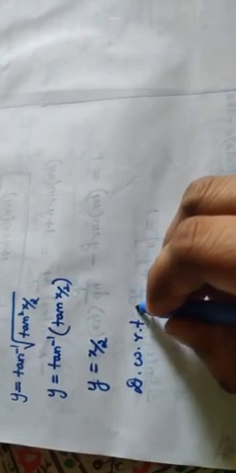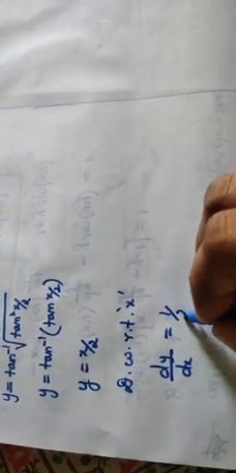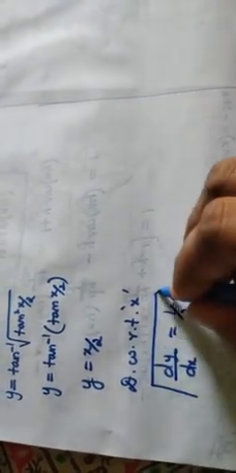Now differentiate with respect to x. So what is our answer? dy by dx is equal to, the differentiation of x is 1. So my answer is 1 by 2. Whether it is easy or not, it is the simplest problem. If you know the trigonometric formulas, we can apply the formula, cancel the terms, and find out what dy by dx is.